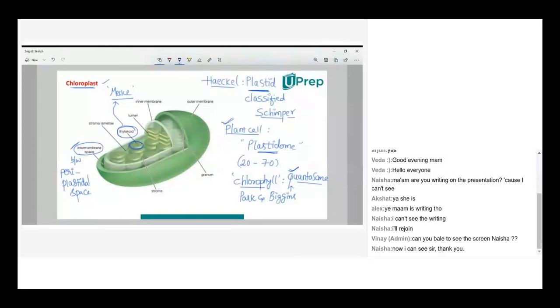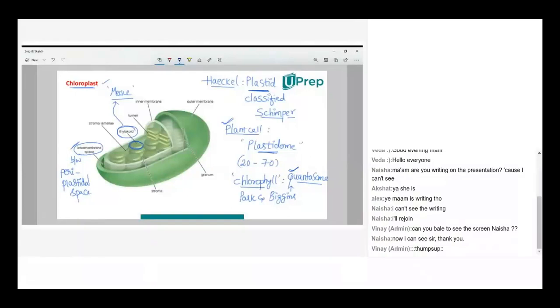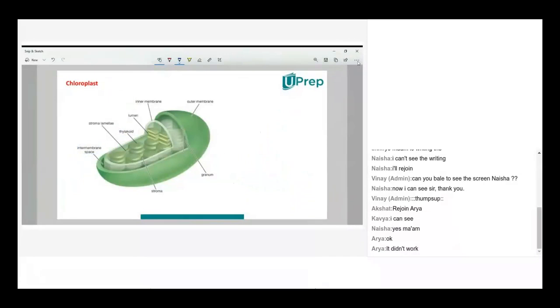What is quantasome? Quantasome is the functional unit of photosynthesis. Okay, Naisha. Yes, Ronak, quantasome is a photosynthetic unit, the photosynthetic unit which will have the chlorophyll, meaning where the actual photosynthesis process takes place. Functional aspect of the chloroplast.